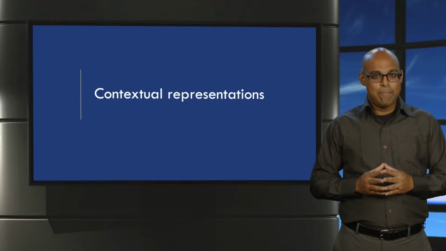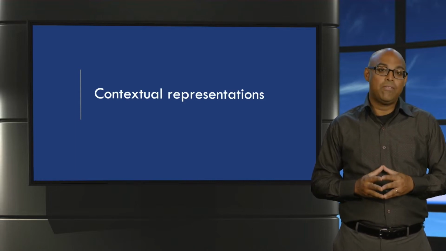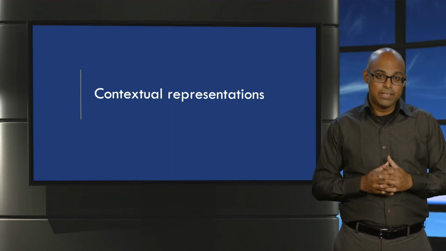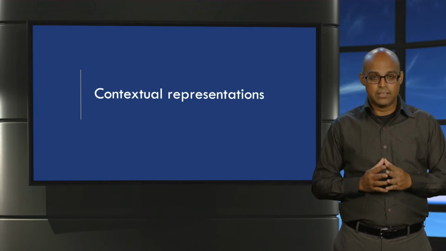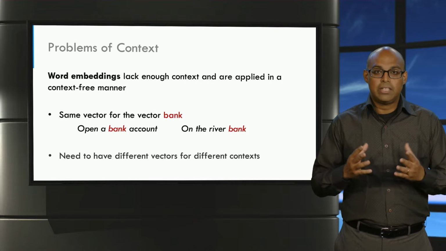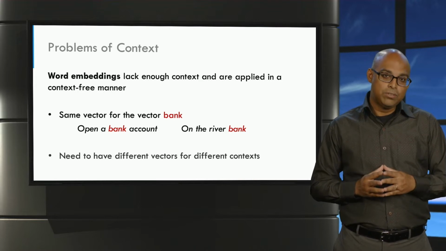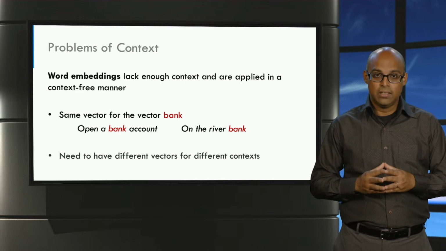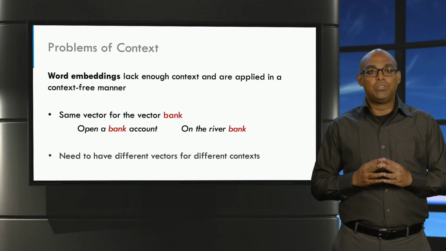Although embeddings are a better solution than one-hot encodings, what embeddings lack is enough context and are typically applied in a context-free manner. That is, the vector for a word is unchanged irrespective of the context. Consider these two sentences: open a bank account and on the riverbank. Note that while we use the context to learn embeddings of a word during the training process of the embeddings, we do not consider the context while using it in the downstream models.